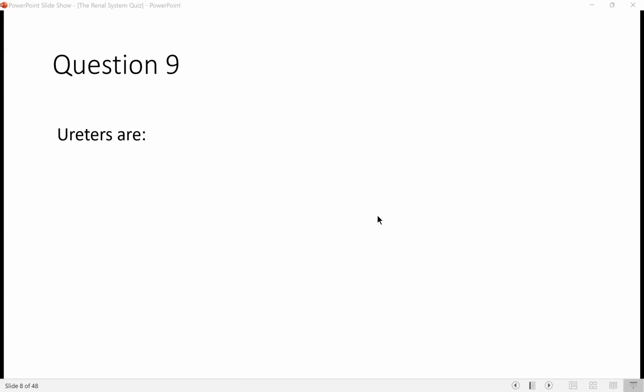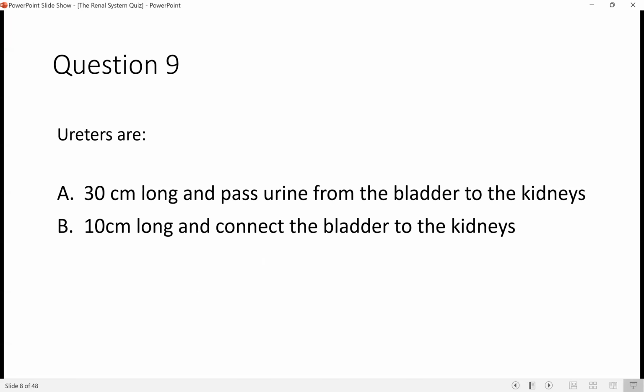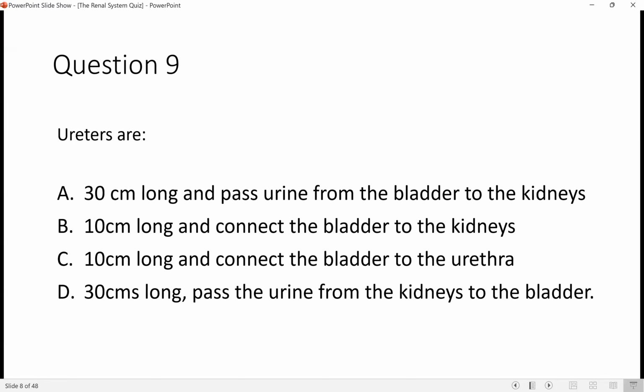Question 9. Ureters are 30 centimetres long and pass urine from the bladder to the kidneys, 10 centimetres long and connect the bladder to the kidneys, 10 centimetres long and connect the bladder to the urethra, 30 centimetres long and pass urine from the kidneys to the bladder.